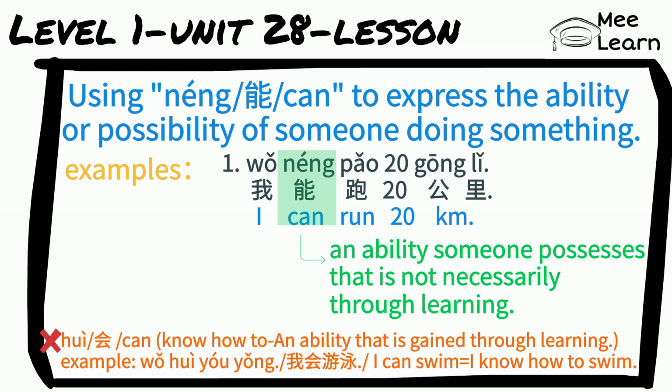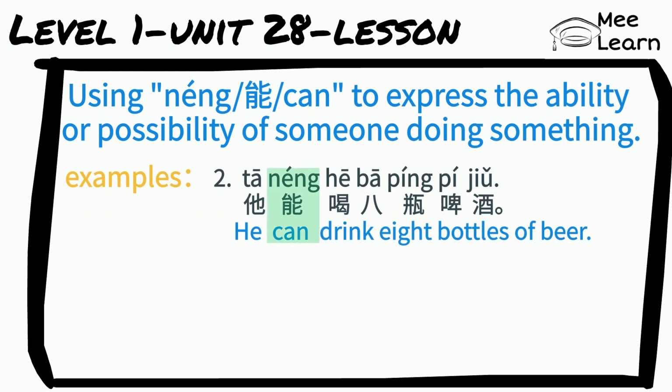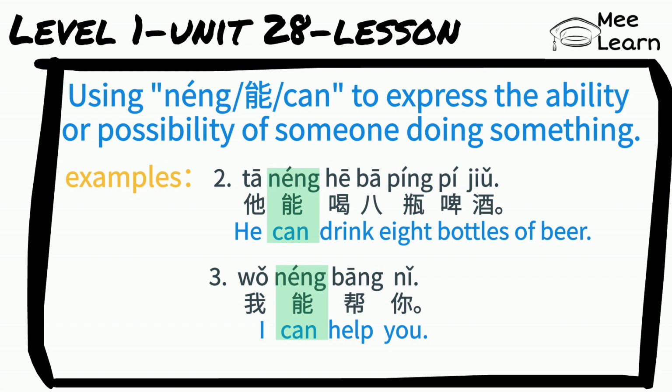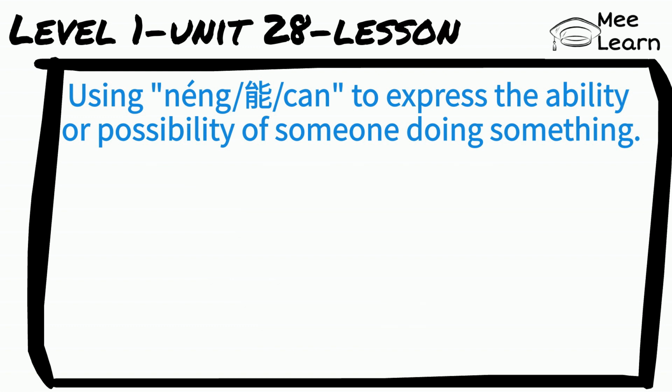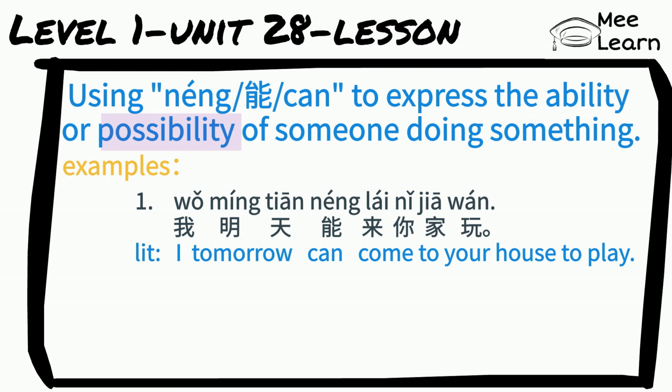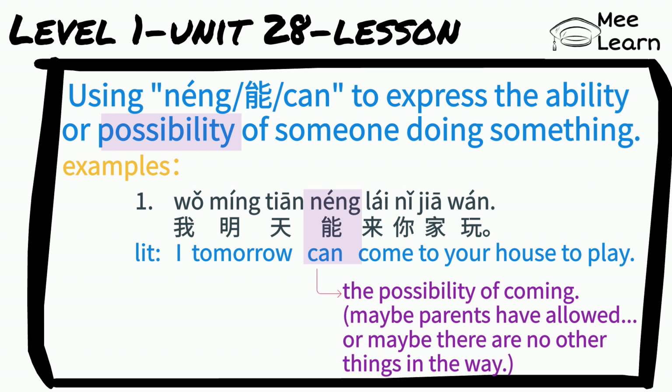Let's look at some examples of this word 能, which describes an ability. 他能喝8瓶啤酒。He can drink 8 bottles of beer. 我能帮你。I can help you. 能 can also be used to express possibilities. For example, 我明天能来你家玩。Literally, I tomorrow can come to your house to play. So here, this 能, which is can, describes the possibility of coming. Maybe the parents have allowed the kids to come, or maybe there are no other things in the way.